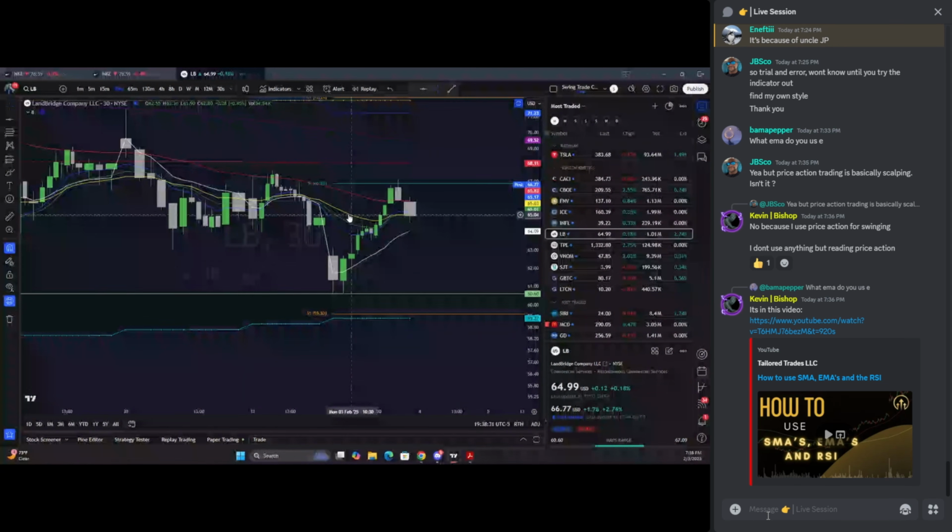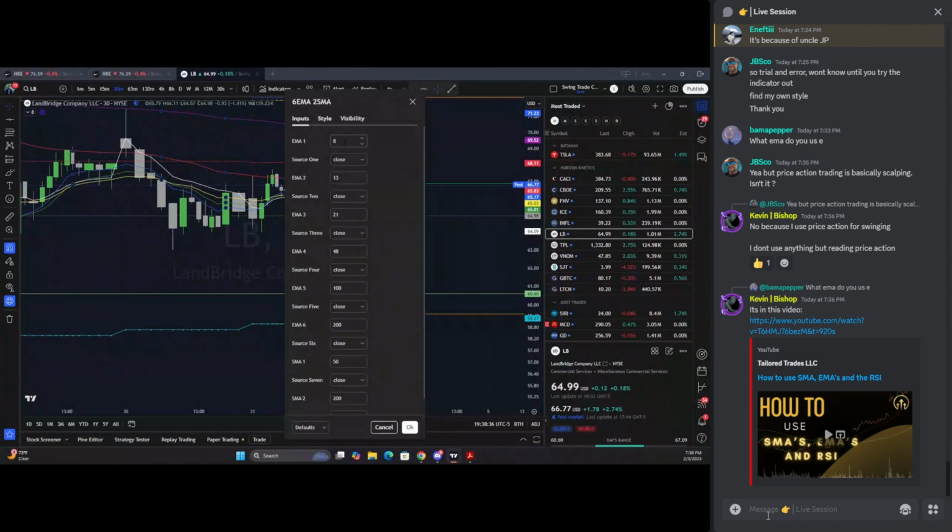As for my EMAs, the time frames that I'm using are these. These are the Fibonacci EMA sequence EMAs. I'm using the 8, the 13, the 21, the 48, and the 200. You can disregard this one, but it's this one, this one, this one, this one, and this one.